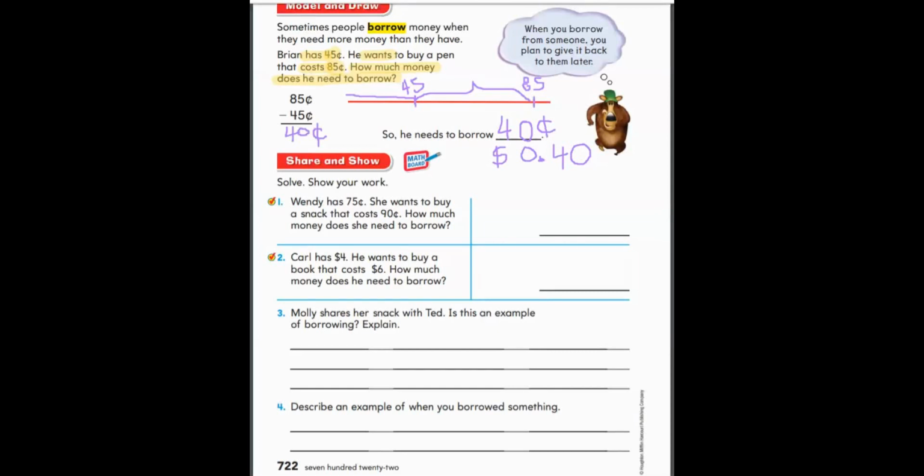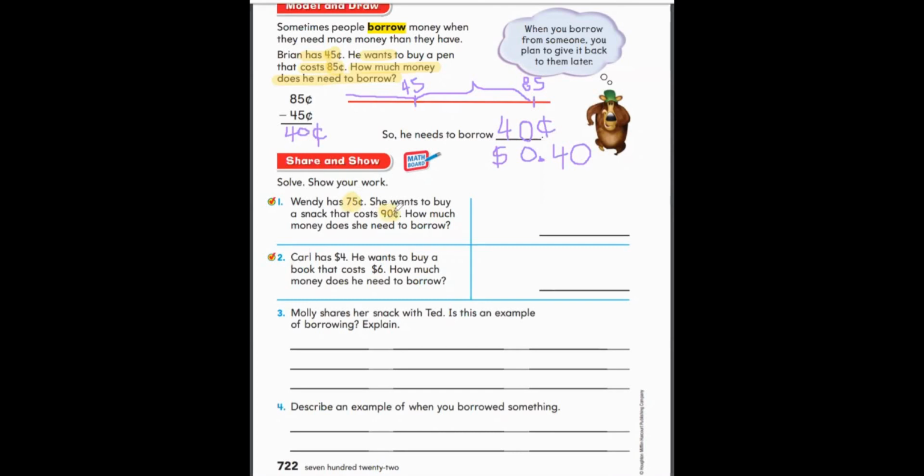We start with cubes. Wendy has 75 cents. She wants to buy a snack that costs 90 cents. How much money does she need to borrow? Okay, Wendy has 75. She wants to buy a snack that costs 90 cents.